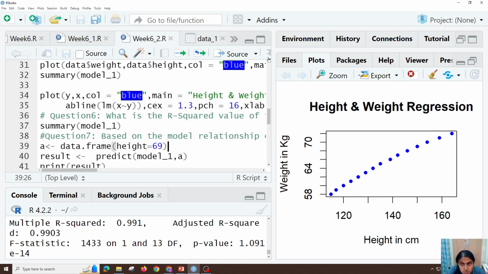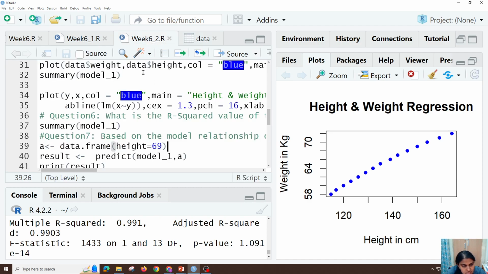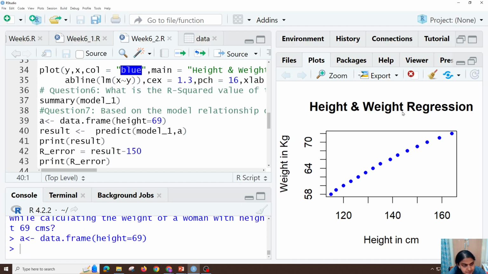So first I can go to the data first. Right now you can search and see whether 69 is available. Yes, for 69 it's given as 150. That is the original value. Now we can predict what it is looking like. This we have already done for the coupon and bid price problem. So first I'll put A as a data frame with height equal to 69, and then I'll store the result as predict from model 1 and A.